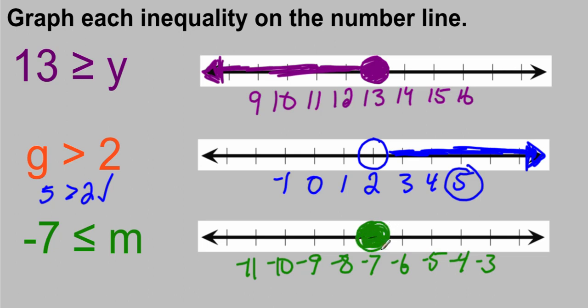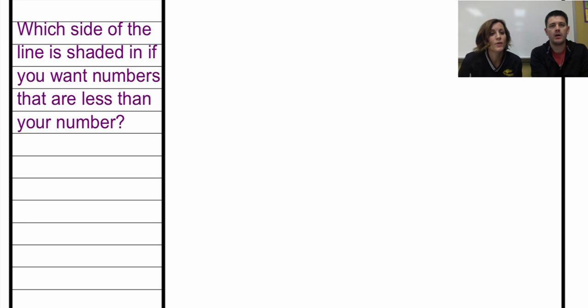And then m is greater than or equal to -7, so I also know that -1 is greater than -7, so I'm going towards 0, and I want to shade towards 0. Those negatives are where you have to be really careful to make sure you shaded the correct side of your number line. Another question for the left-hand column, which side of the line is shaded in if you want the numbers that are less than your number?